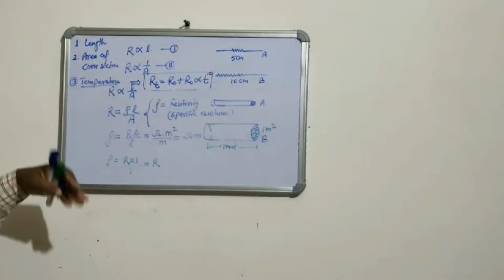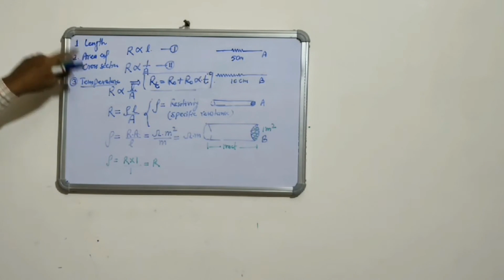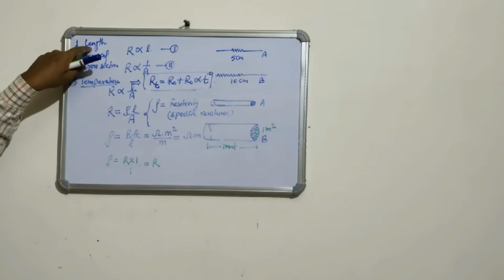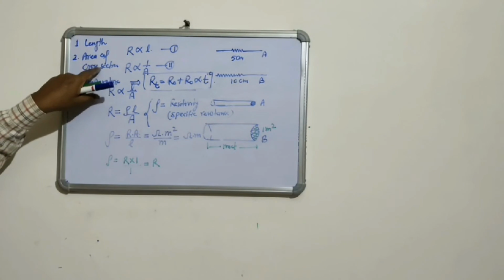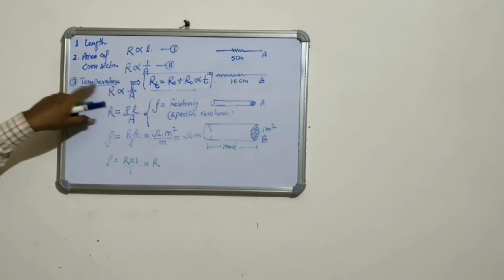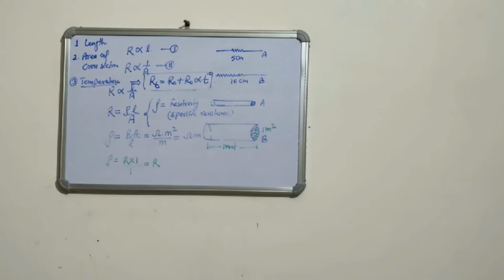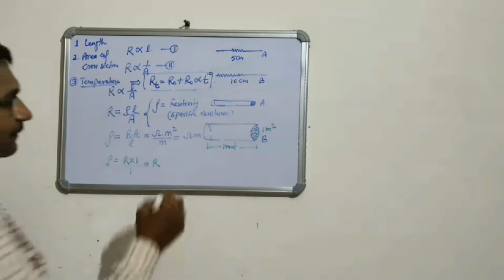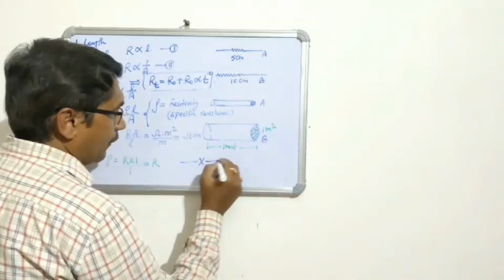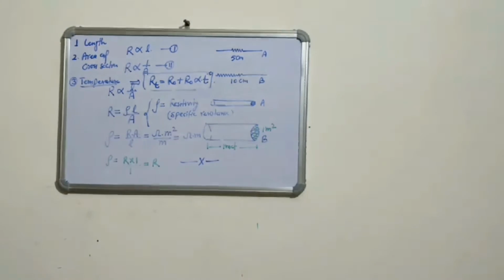Okay, so in today's class, I repeat: first, resistance depends on length. Second, resistance depends on area of cross section. Third, resistance depends on temperature. Okay, so for today's class, this is over. In the next class, we will discuss the combination of resistors.